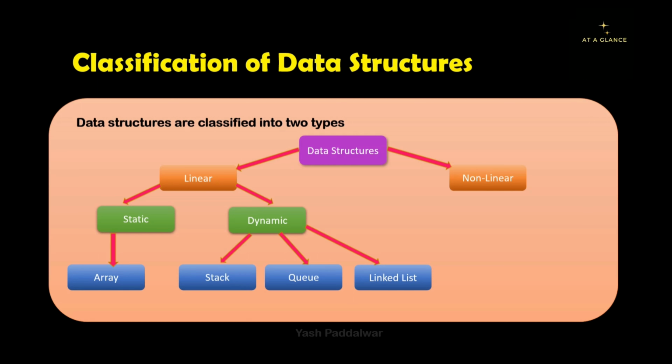Now talking about non-linear data structures, they use memory more efficiently compared to linear data structures. Some examples of non-linear data structures are trees and graphs. These are the most important and interesting types of data structures which are widely used in industries. So this is the basic classification of data structures. In the upcoming videos, we will be looking into a detailed explanation of each and every data structure listed.